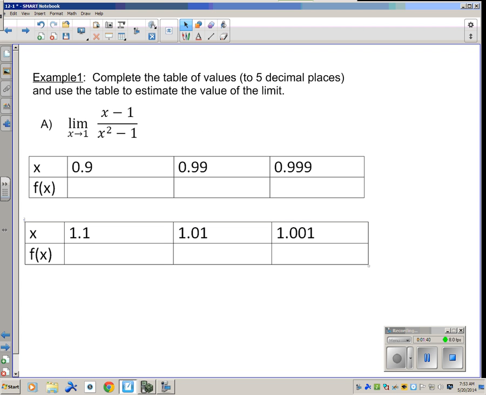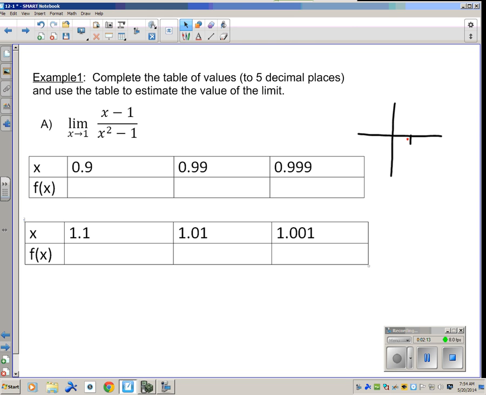So let's go ahead and look at this. It says complete the table of values to 5 decimal places and use the table to estimate the value of the limit. So here they say x is approaching 1. If you think about it on the number line, with 1 being here, I chose some values from the left. I chose really close, 0.9, and then 0.99 and 0.999.